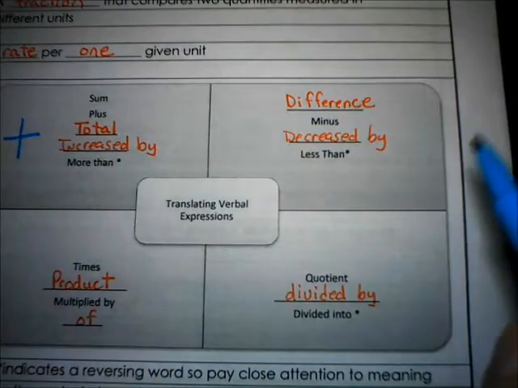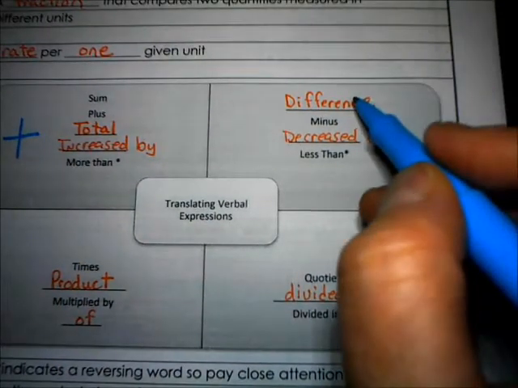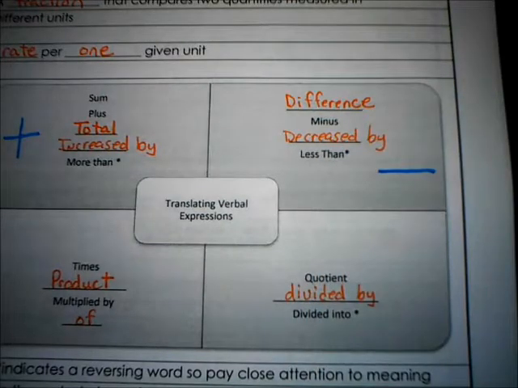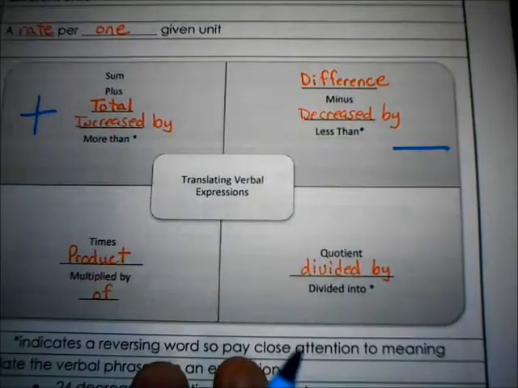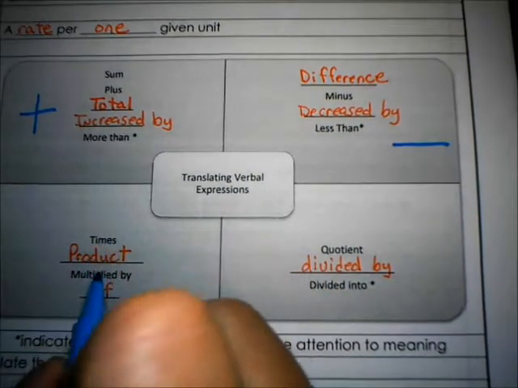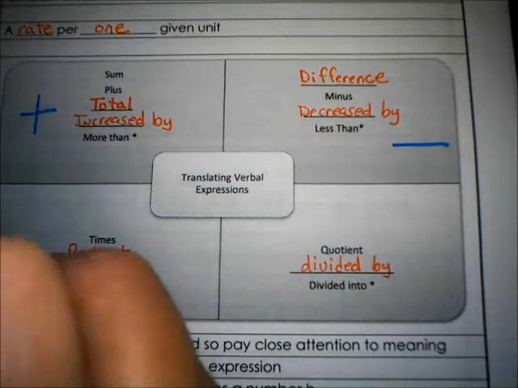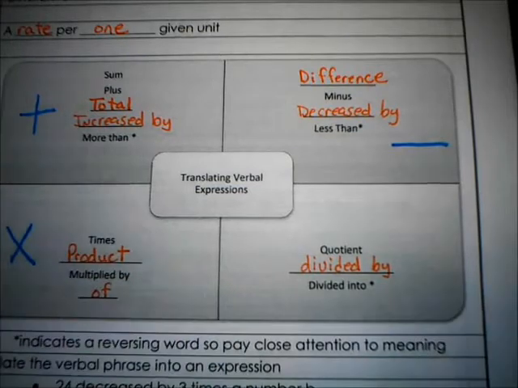In the top left hand corner it has difference, minus, decreased by, and less than. This is all the subtraction taking place. And once again, less than is a flipping word that you got to be careful with. You got to reverse the order. And in the bottom left hand corner has times, product, multiplied by, and of. This is where you're multiplying things, so I'm going to put an X in that box.